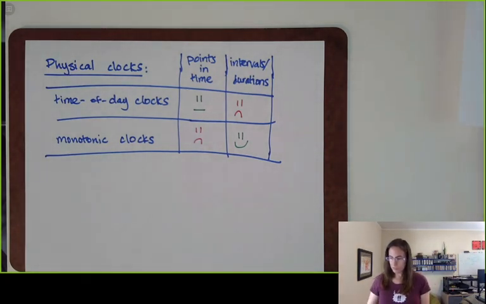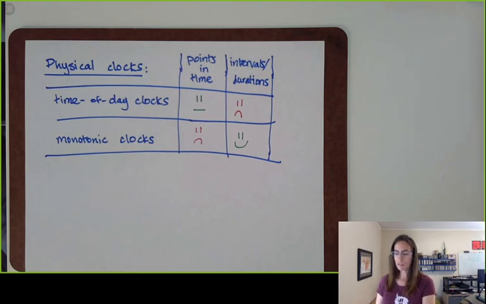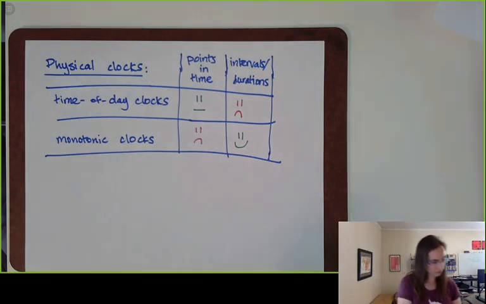So monotonic clocks are great for implementing distributed systems. Why? Because we can use them to implement timeouts, like we talked about last time. And timeouts are something that we often need. But they're not so good for comparing between machines. Why are time of day clocks not useful for points in time? Well, I think we can explain it very straightforwardly. So let's say we have two machines.